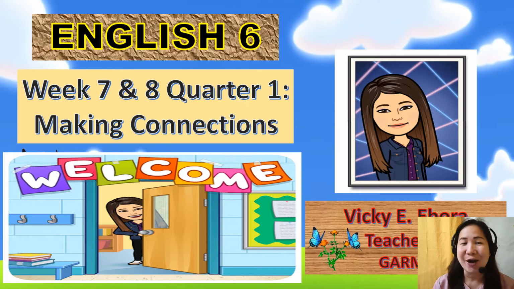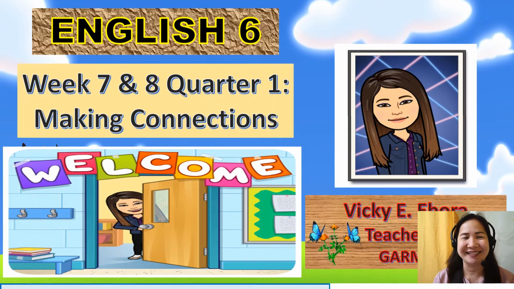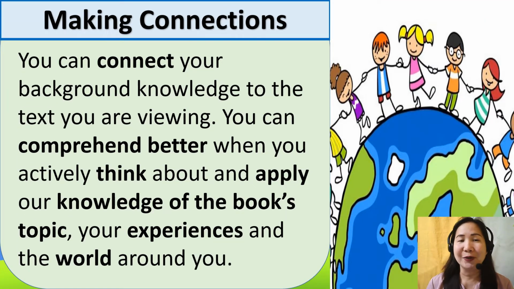We are on week 7 and 8 of our lesson in English for quarter 1. Our lesson is all about making connections. So, how do we make connections? You can connect your background knowledge to the text you are viewing. You can comprehend better when you actively think about and apply your knowledge of the book's topic, your experiences, and the world around you.